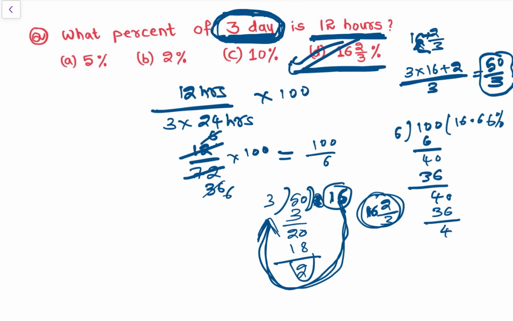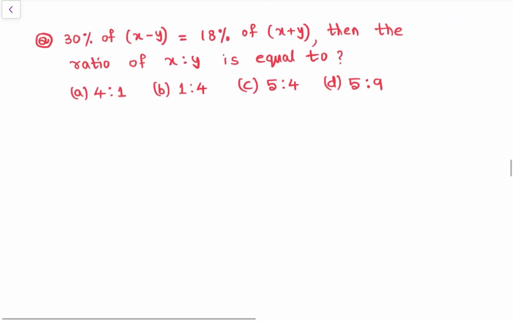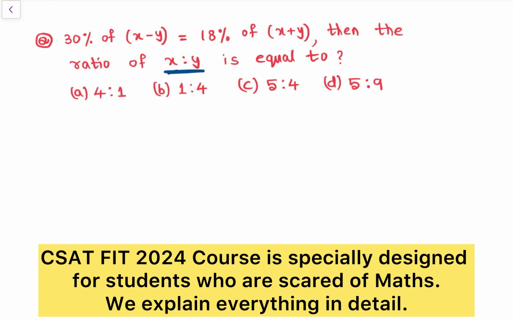ठीक है, so then let's see the next question, that is 30% of x minus y is equal to 18% of x plus y. Then the ratio of x is to y is equal to? So here it is given 30% of x minus y, that is 30 by 100 into x minus y. ठीक है, जैसे 10% of 40 can be written as 10 by 100 into 40.